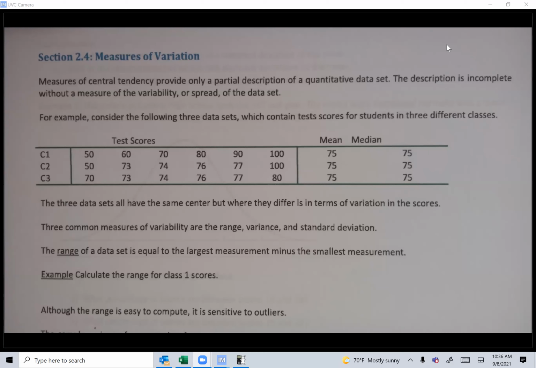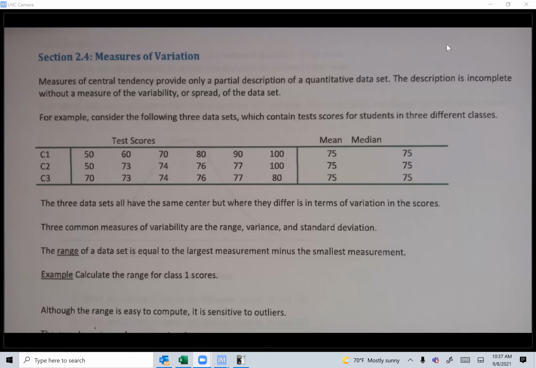Why do we need those new measures of variation? I don't know if you guys have heard of standard deviation before, but that's what you're going to be learning about: standard deviation.